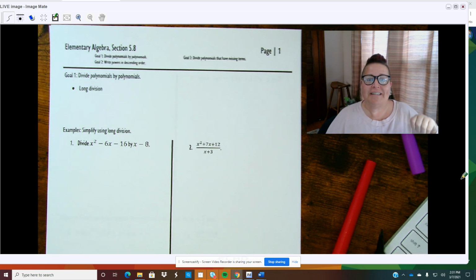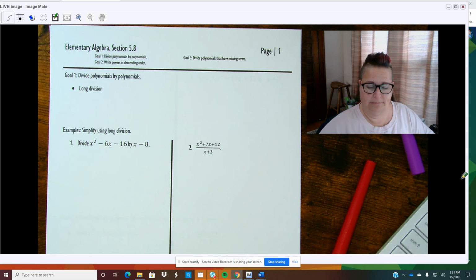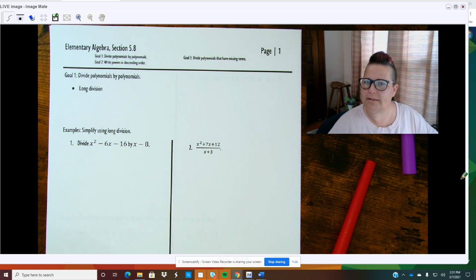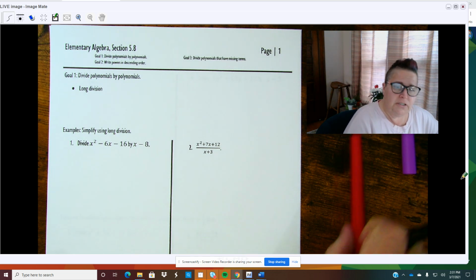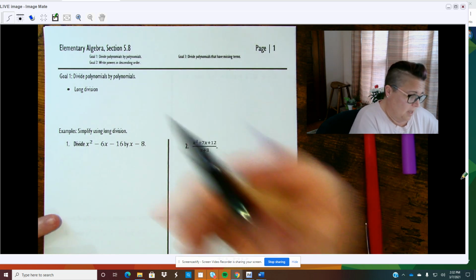Okay, we're going to take a look at dividing polynomials today, which means long division. So, to recap your long division skills, how are your long division skills? You ready for this? Long division from grade school is essentially what we're going to be using.